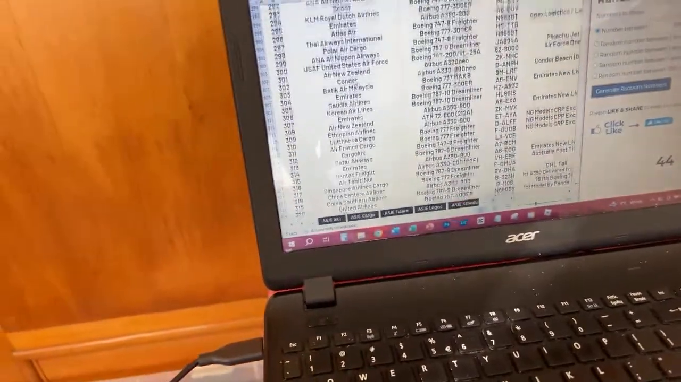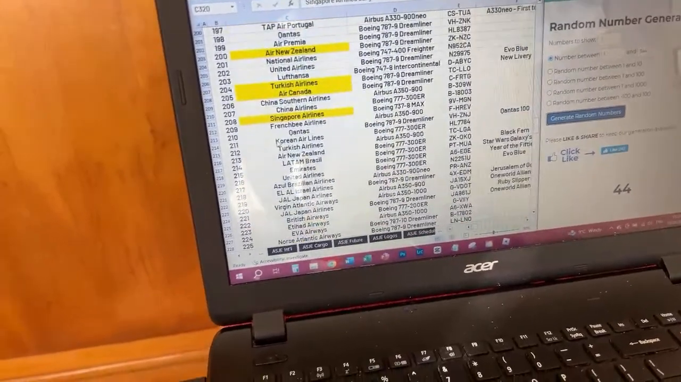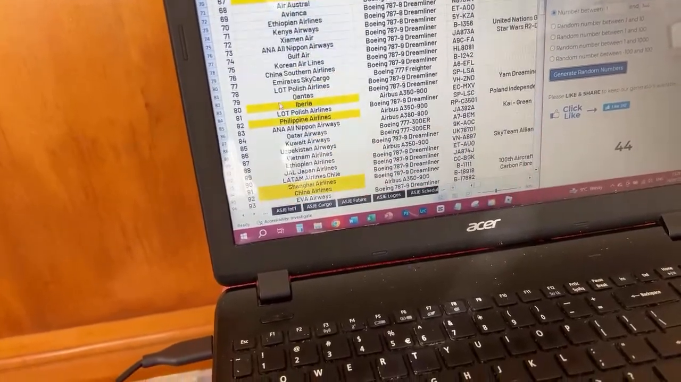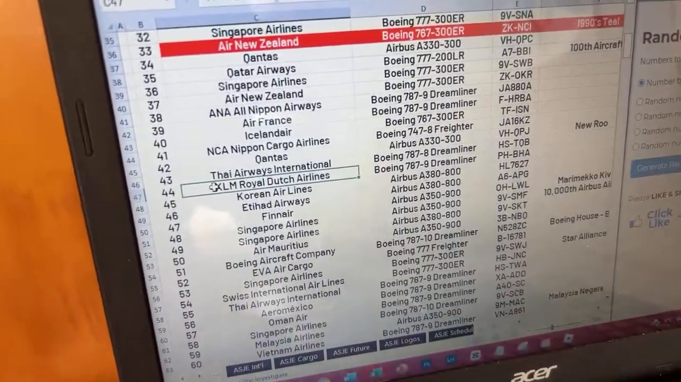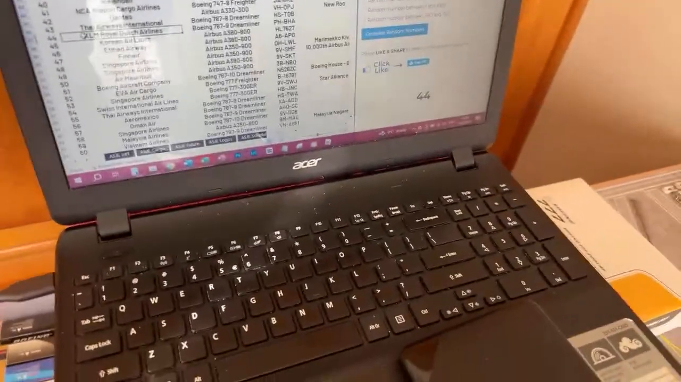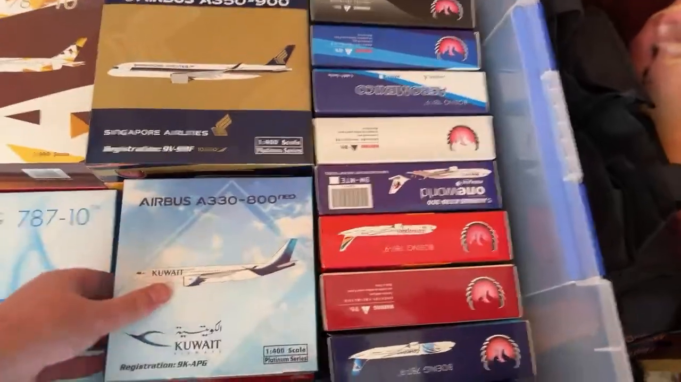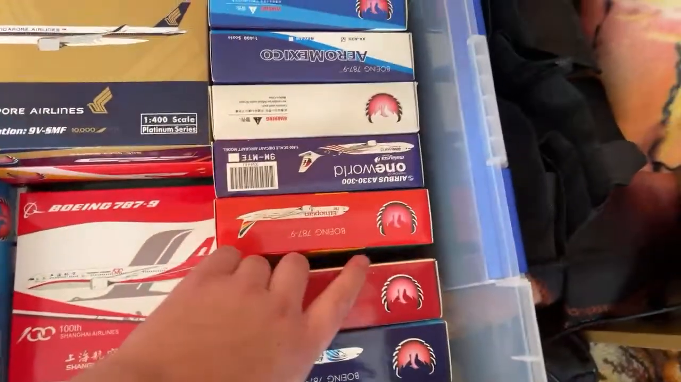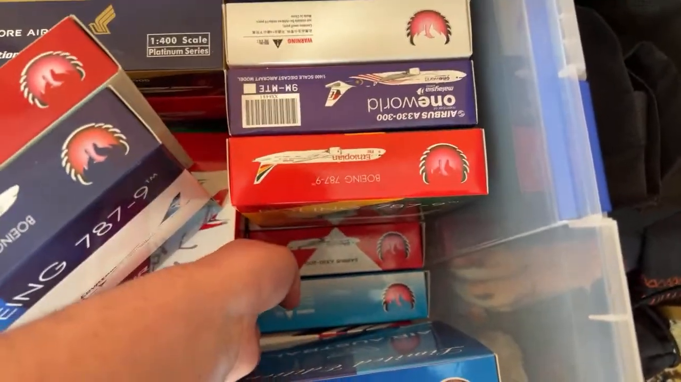Number 44. Any narrow bodies will be put out in the Bravo stands. So 44. This one right here. And we have the KLM Royal Dutch Airlines 787-9. I believe this one is a Phoenix Models release. I believe it is in this container right here, which is going to make me do some digging here. Trying to find it. There she is, right there. So I'll move this out of the way.